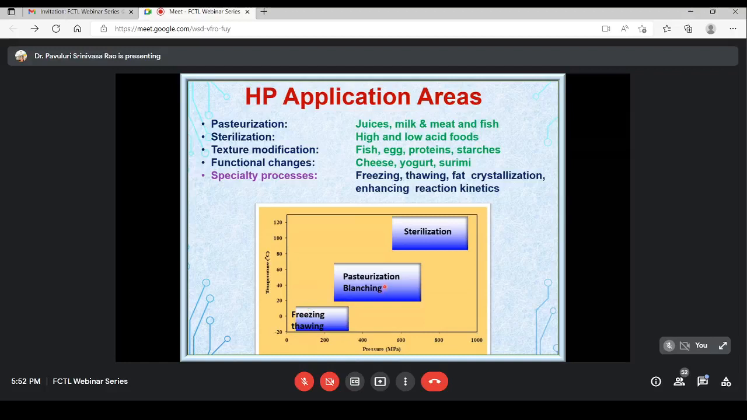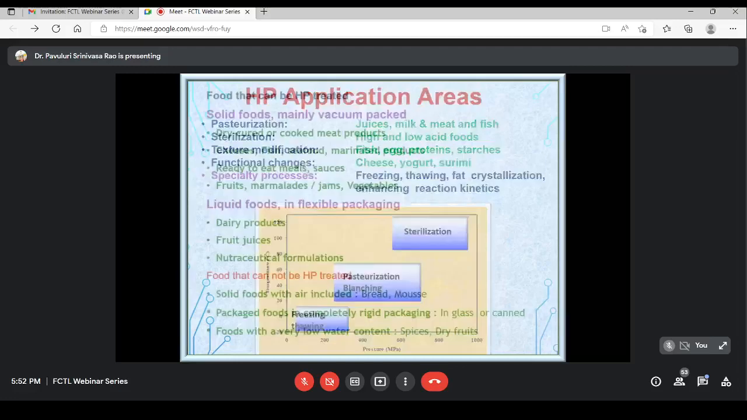So in case of pasteurization and blanching, the pressures used are up to 700 megapascal, but the temperature can go up to 60 or 70 degrees centigrade. But sterilization generally starts at 80 degrees centigrade and can go up to 110 degrees centigrade, while you are employing 600 and above megapascal pressure.